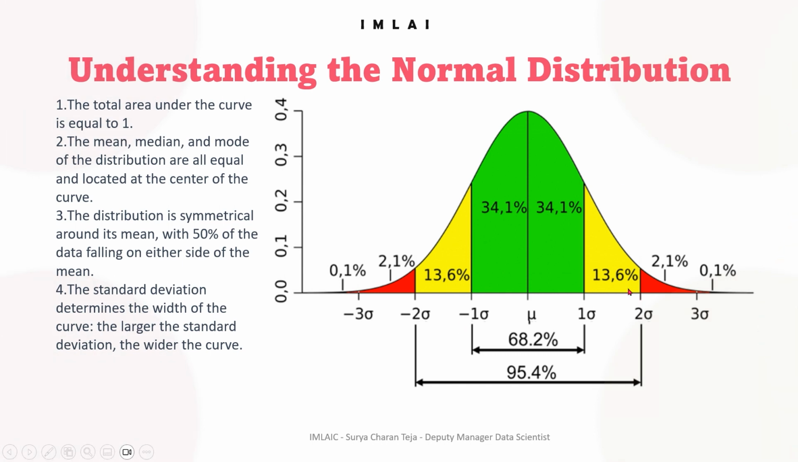So standard deviation 2 positive, standard deviation 2 negative. In between, how much data is falling? 13.6 plus 34.1 percent, multiplied by 2, equals 95 percent of the data falling within this. That's why normally we take a 95 percent confidence interval. So now, initially you know what is a confidence interval, what is a 95 percent confidence interval.